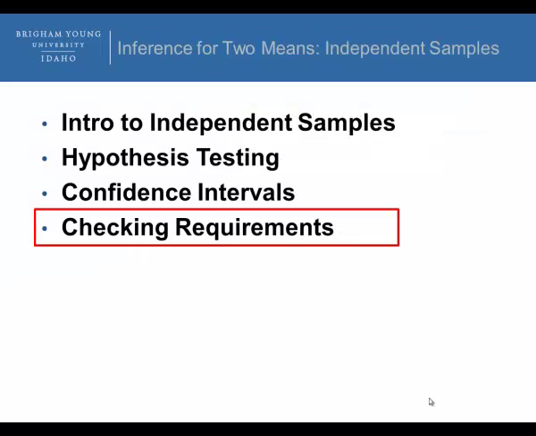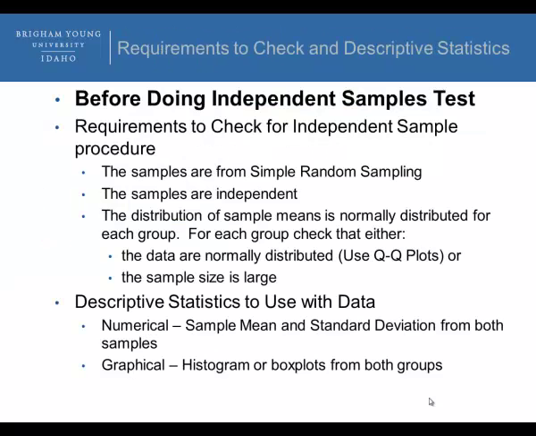Now lastly, let's talk about checking requirements. Before doing an independent samples t-test, the requirements to check are, first of all, the samples need to come from simple random samples. The samples are independent, unlike dependent samples. And the distribution of sample means is normally distributed for each group. For each group, check that either the data are normally distributed, so use QQ plots, or check to see if the sample size is large.